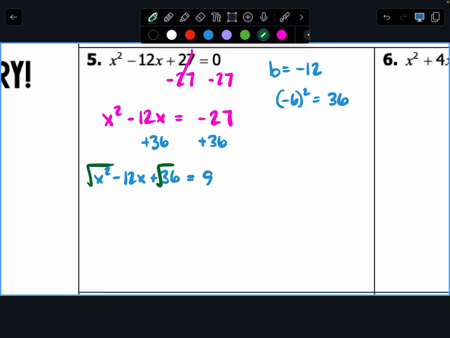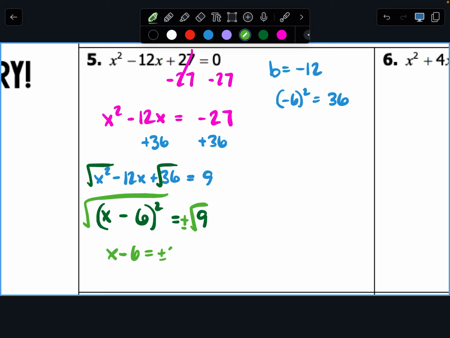So I can take the square root of the first and last term. That gives me x and 6. Notice there's a negative with that negative 12x, so it's going to be x minus 6 squared equals 9. And my last step here, I want to square root both sides using the square root property. Don't forget your plus or minus. Now I have x minus 6 equals plus or minus 3. Add 6 to both sides. So x equals 6 plus or minus 3. And last but not least, write your solution as a set. 6 plus 3 is 9. 6 minus 3 is 3.